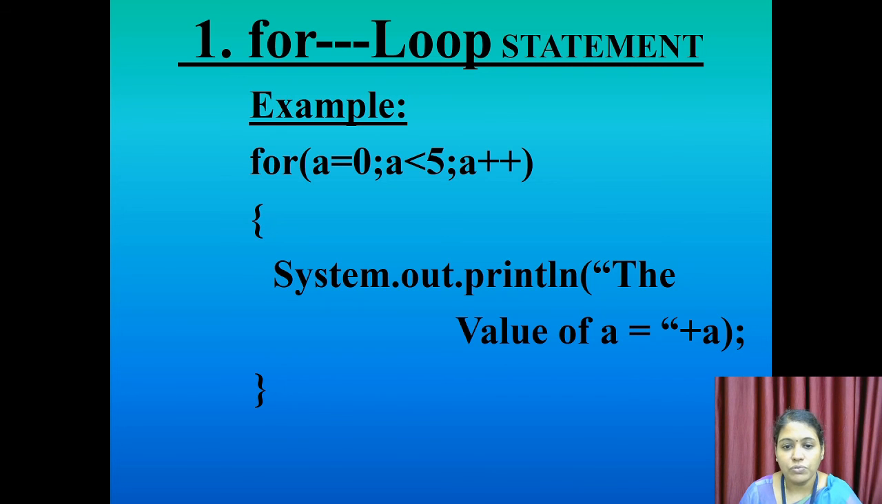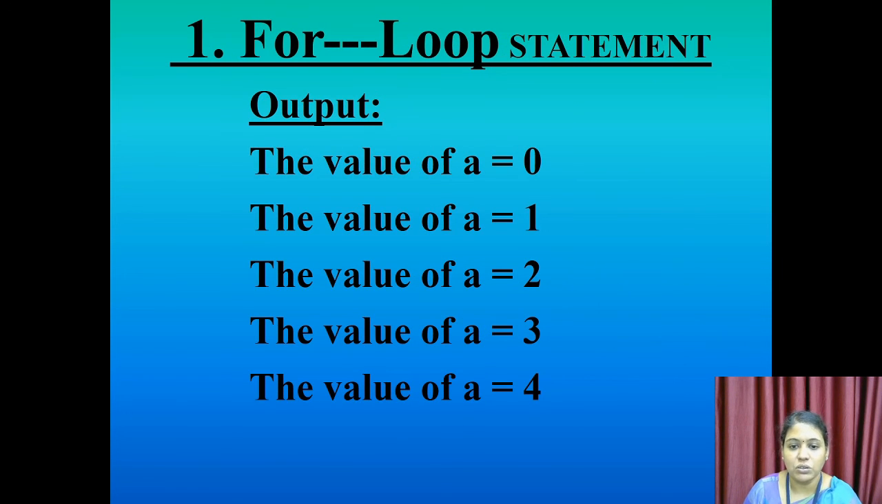Once the value 4 is printed on screen, the program control goes to the increment expression where 4 is changed to 5, and the control goes to the conditional expression, 5 less than or equal to 5, which is false. So the iteration is stopped, and the control comes out of the for loop. So the output of the program is the value of a is equal to 0, 1, 2, 3, 4. This is the process of how the for loop statement works in your Java program.